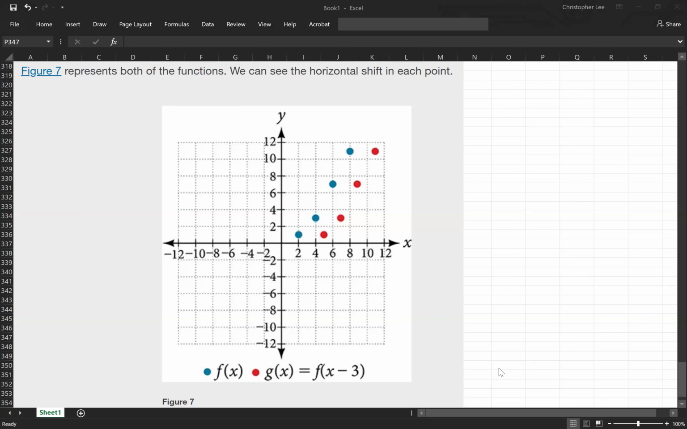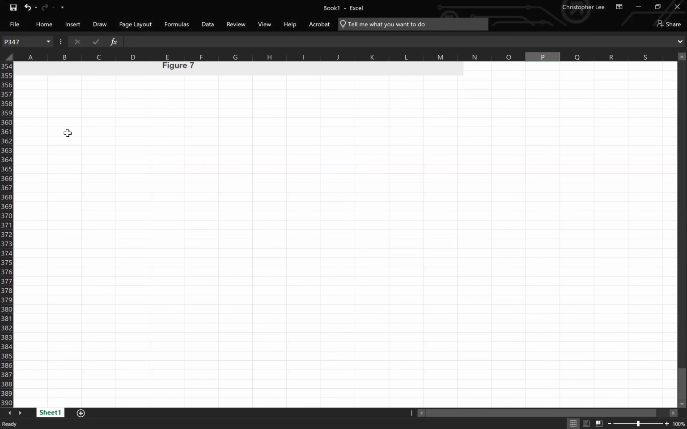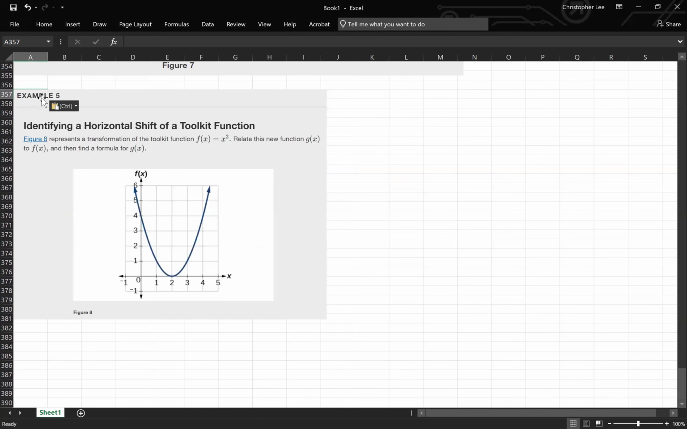Just to reiterate, horizontal shifts only change the x values. Vertical shifts change the y. We're building up to something that involves both though. We're just going step by step. I'm just going a little slow with it. All right, so here's another example real quick.